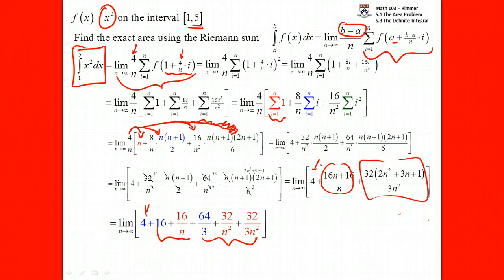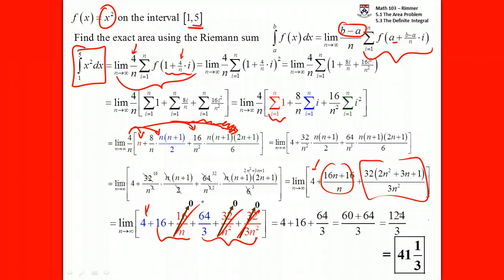Now n gets big, so anything with an n in the denominator, I can do the individual limits. These all go to 0. And I'm left with 4 plus 16 and 64 over 3. Add those up, you get 124 over 3, exactly 41 and 1/3. That's the exact answer.